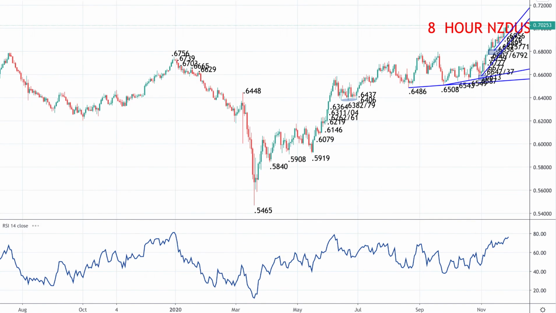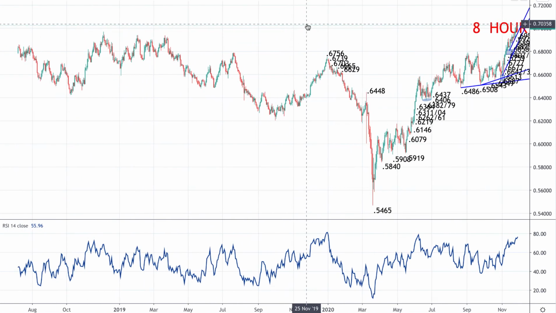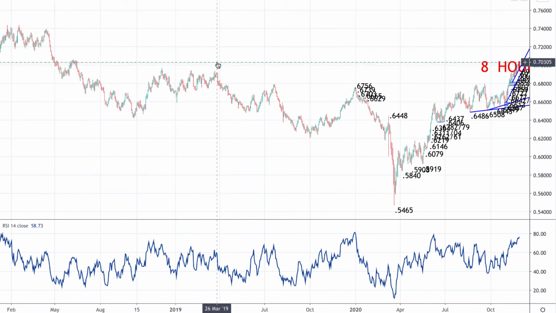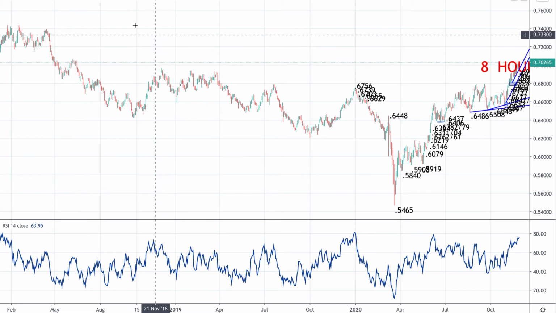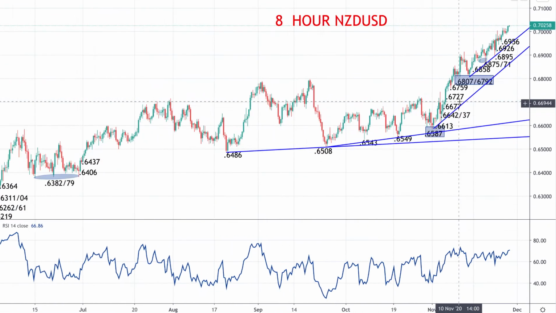If I zoom out now, go to the daily chart and zoom across, you'll see we're at the highest point right now. So it's all the way over here. We're taking out peaks from over here and getting close to these peaks from June 2018. So a really strong performance by the Kiwi, the New Zealand dollar. And that's primarily being driven by this overall risk on theme.